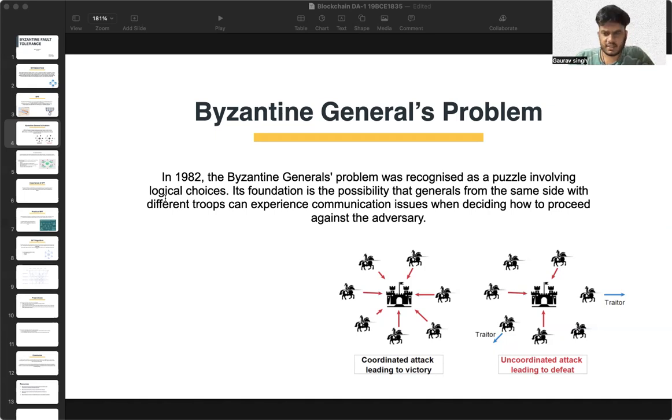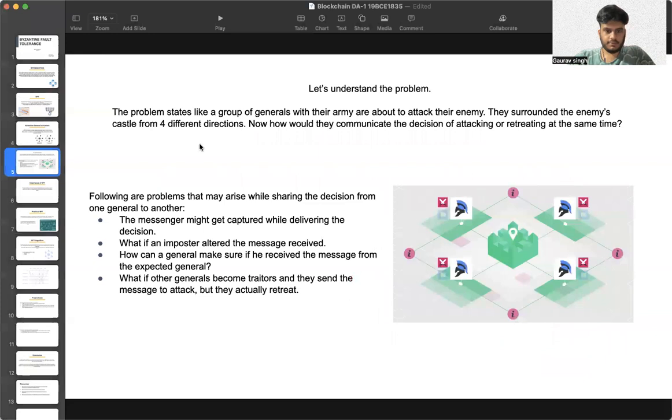So BFT is a consensus approach that resists a system to get into a Byzantine generals' problem. It also means that the system can stay intact even if one of the nodes or the generals fail. In addition, BFT aims to reduce the effect of malicious Byzantine nodes on the network. As you can see in the diagram, there's a castle and there are four generals. These lines show the messages and the course of action.